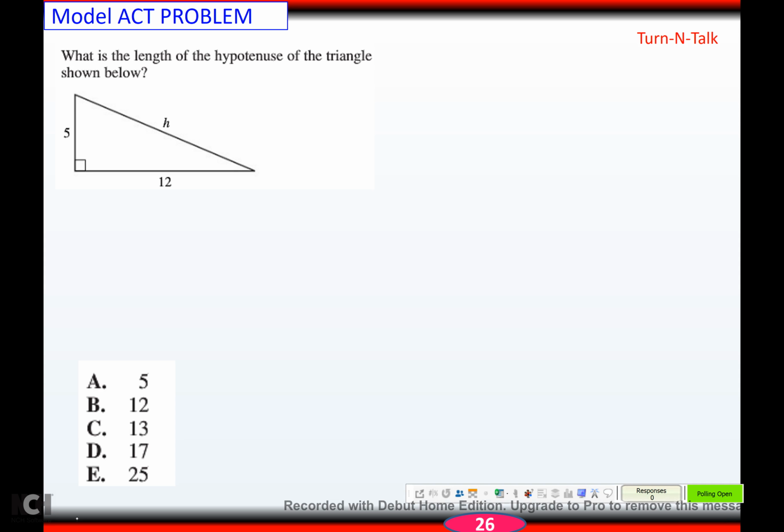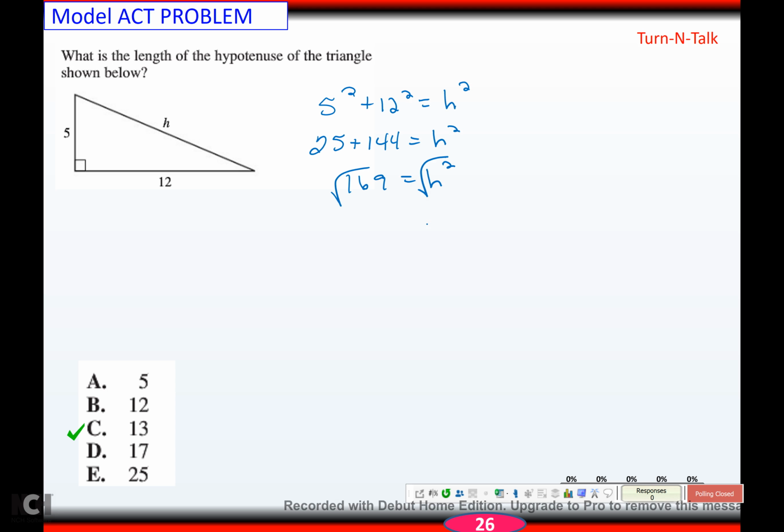You try this one, hit pause, come back when you're ready. Hopefully you got C. So it says, what is the length of the hypotenuse of the triangle shown below? Well, leg squared plus leg squared equals hypotenuse squared. So that's 25 plus 144 equals hypotenuse squared, which is 169 equals hypotenuse squared, square root, and I get h equals 13.